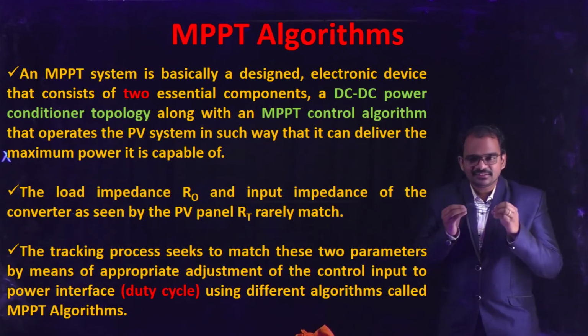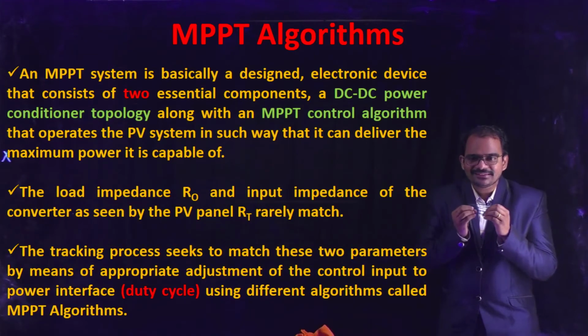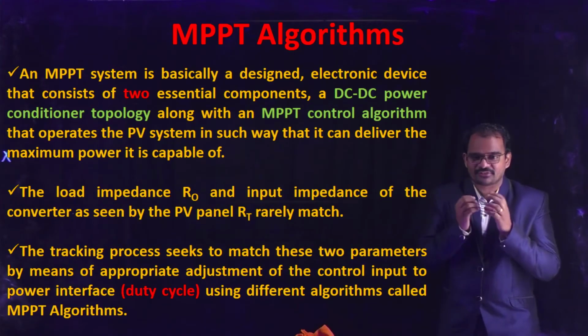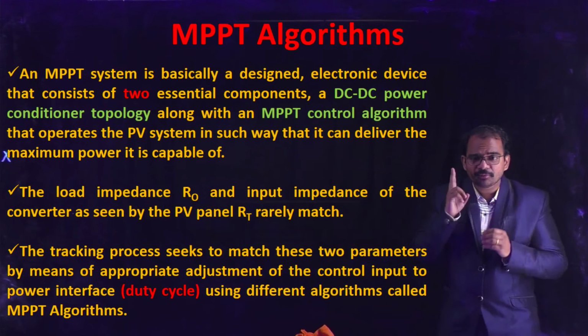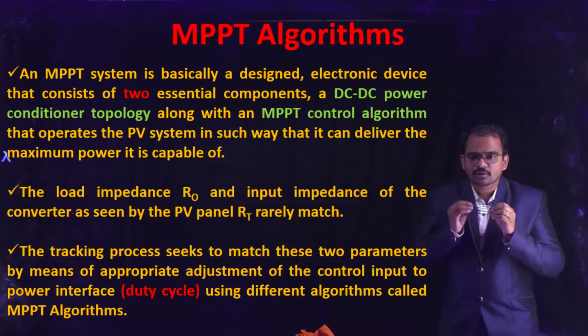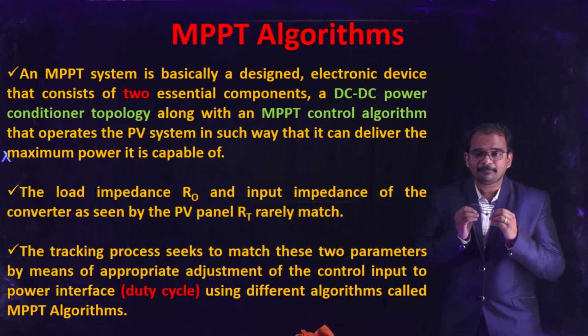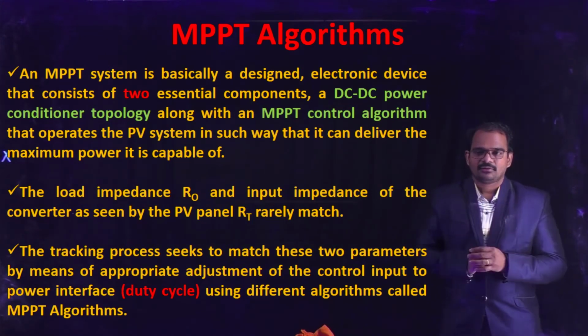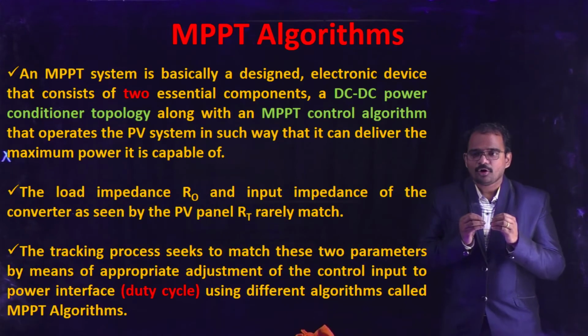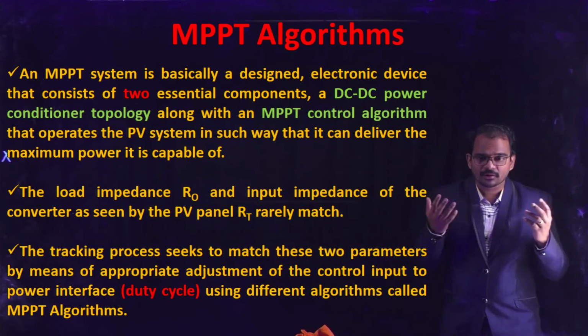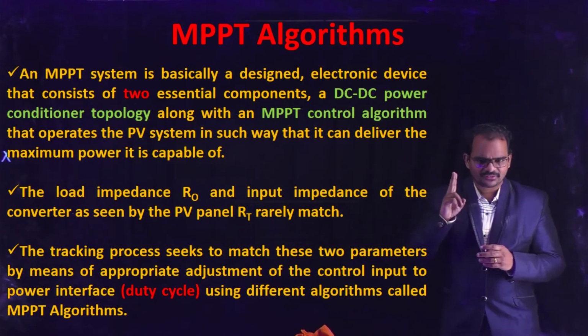An MPPT system is basically a designed electronic device and it consists of two important components. The first one is a DC to DC power conditioner topology. Along with it, there is a second part called the MPPT control algorithm. And this MPPT algorithm operates the PV system in such a way that it can deliver the maximum power that it is capable of.